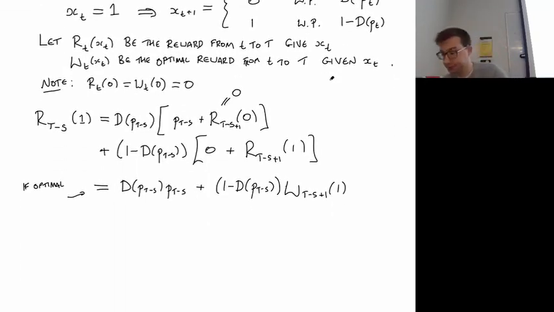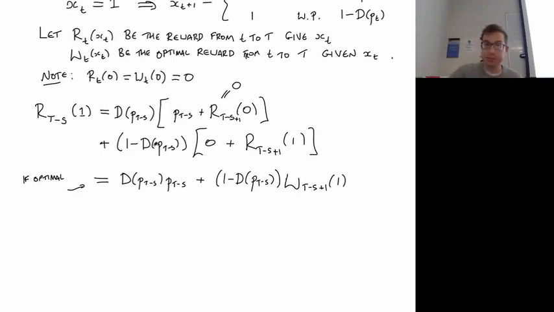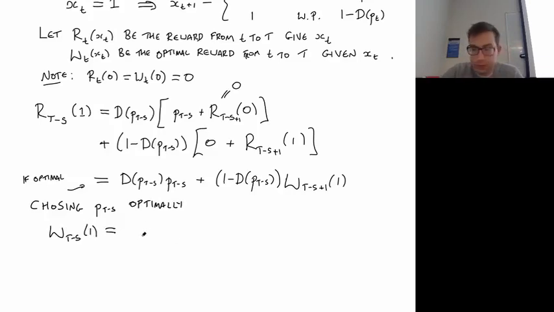Right. So choosing P of t minus s optimally, we have the optimal value function is going to be the max over P of t minus s of this expression.